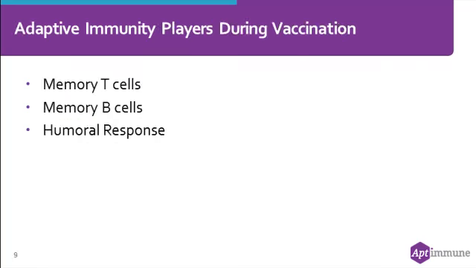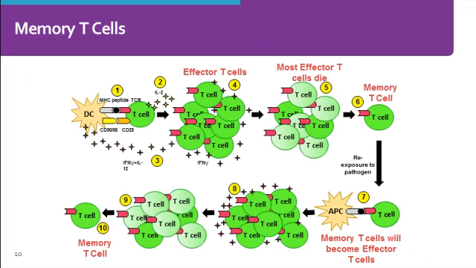So we have three types of memory responses: the memory T cells, the memory B cells, and the humoral response that we're targeting during a vaccination process. So, the memory T cells.